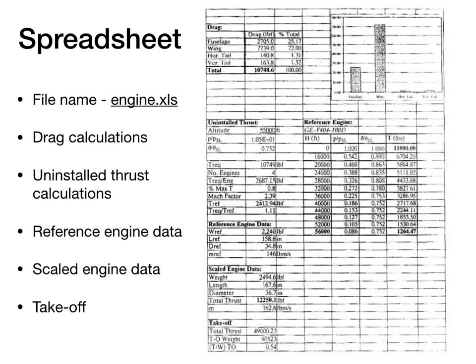The engine scale factor corresponds to the ratio of reference thrust to required thrust. This is then used with the reference engine data to determine the weight, length, and diameter of the scaled engine for the design. Finally, the bottom of the spreadsheet calculates the thrust to weight ratio at takeoff. This is based on the total thrust at sea level per engine times the number of engines times the engine scale factor.